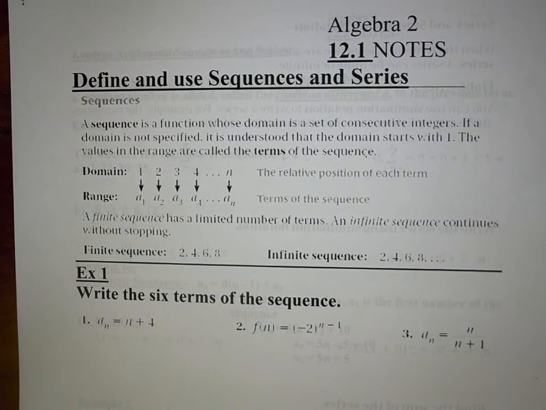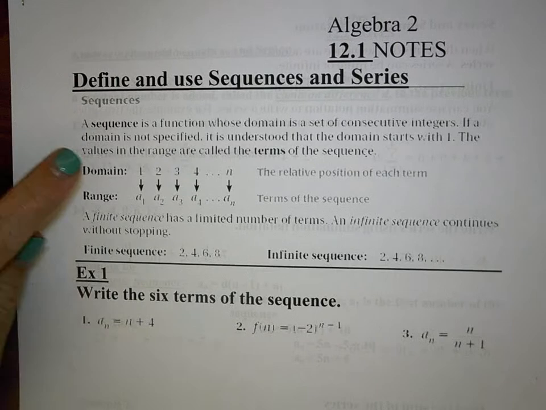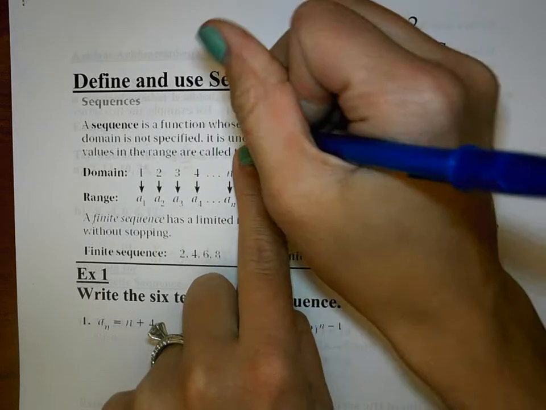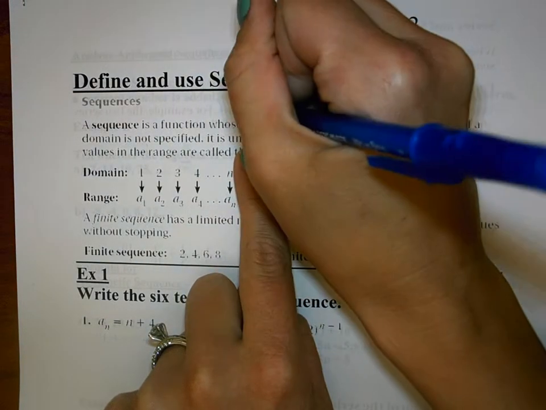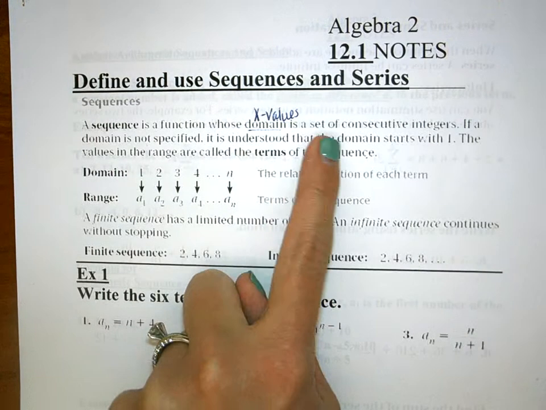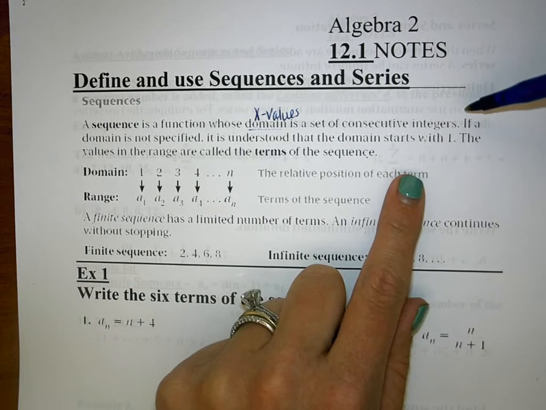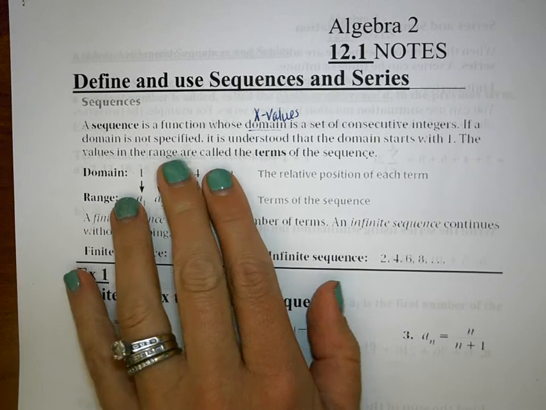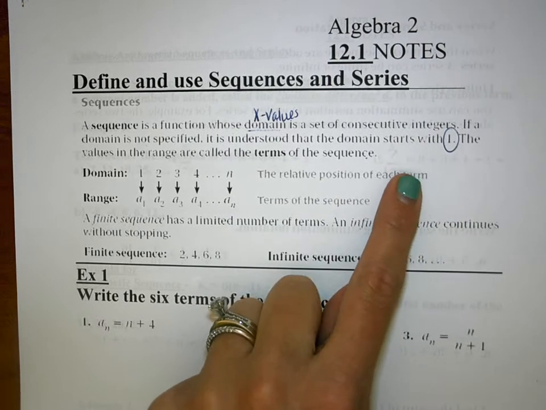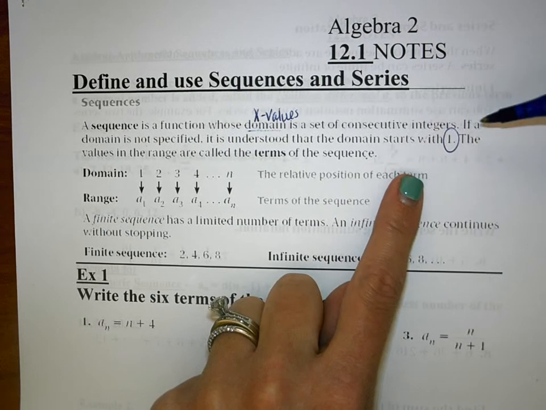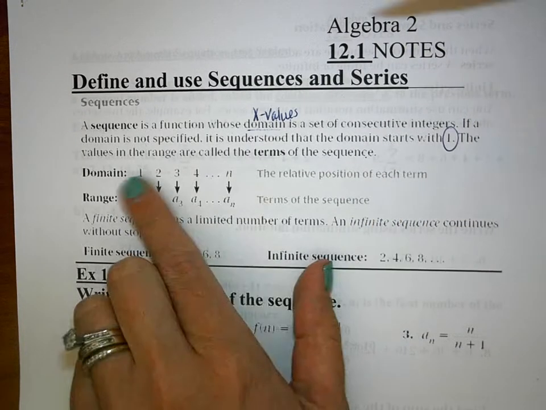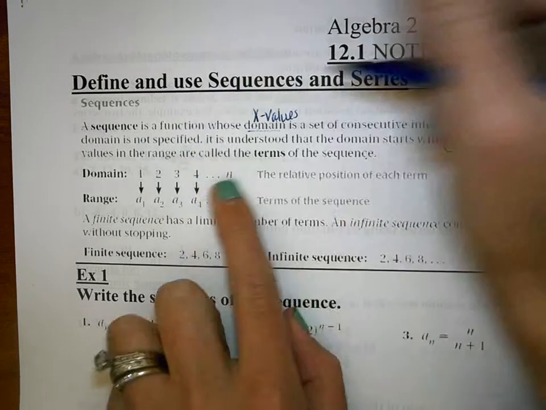12.1, define and use sequences and series. So, a sequence is a function whose domain, what does domain mean? Close. X values is a set of consecutive integers. If a domain is not specified, it is understood that the domain starts with 1. Meaning that if they don't say your X value is going to be 1, the first X value you plug in would be 1. The values in the range are called the terms of the sequence.